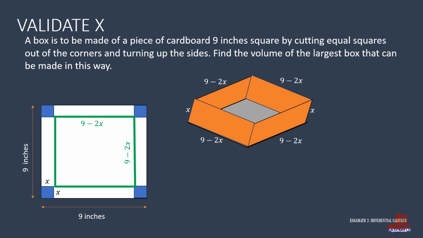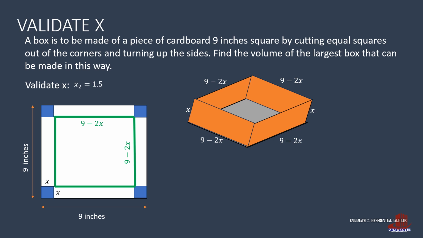With two x values, let's validate them first. The first is x of 4.5. Plugging this into the length of 9 minus 2x, we get 9 minus twice of 4.5, which makes 0. So x of 4.5 is not feasible.